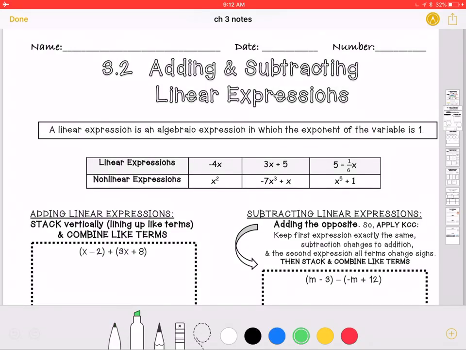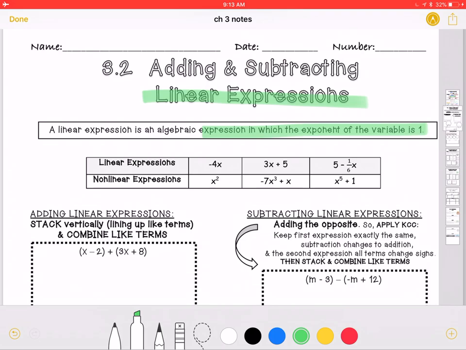Lesson 2 of Chapter 3, Adding and Subtracting Linear Expressions. So a linear expression is an algebraic expression in which the exponent of the variable is 1. So let's take a look at linear versus nonlinear expressions.